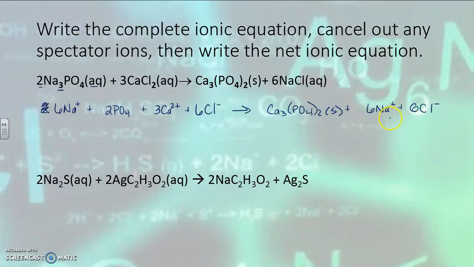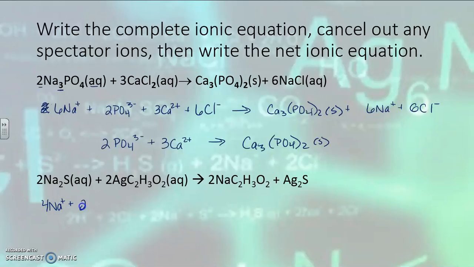Okay, so then my net ionic equation would be the 2 PO4. Oh, I left my charge off, sorry. With a -3 plus 3 Ca2+, and on the other side we would have Ca3(PO4)2 solid.